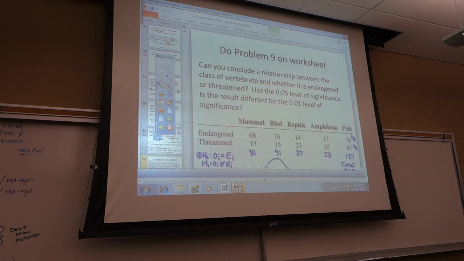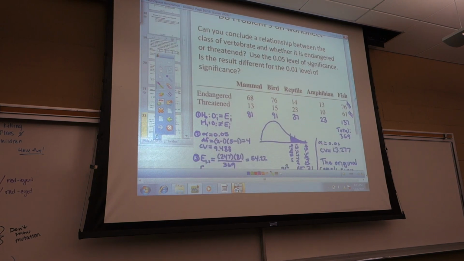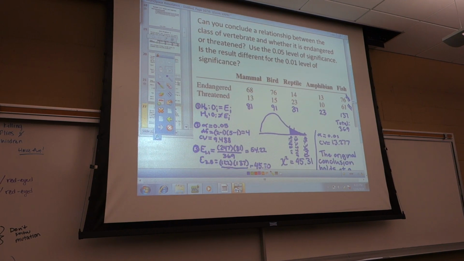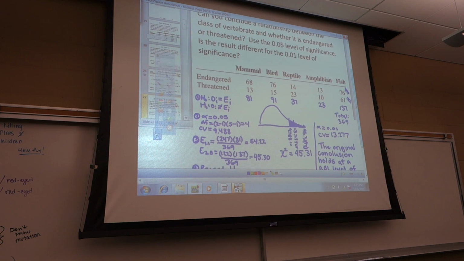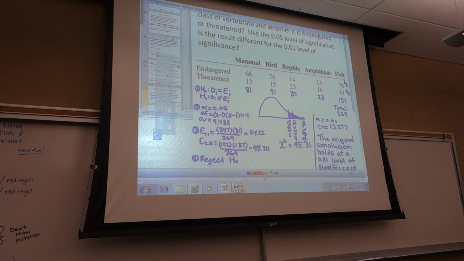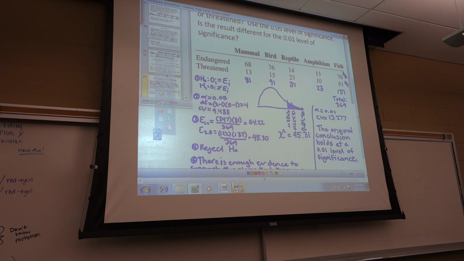Next one. Let me go over what we did for this one. It's pretty similar. So I started with the hypotheses, the H0 that the observed and expected are equivalent, and H1 that they are not equivalent. Then in the second step, the alpha we're using is 0.05, and the degrees of freedom is found by the number of rows minus 1 times the number of columns minus 1, which is 4. And then you use the chart to find that your critical value is 9.488. And you draw a little picture.